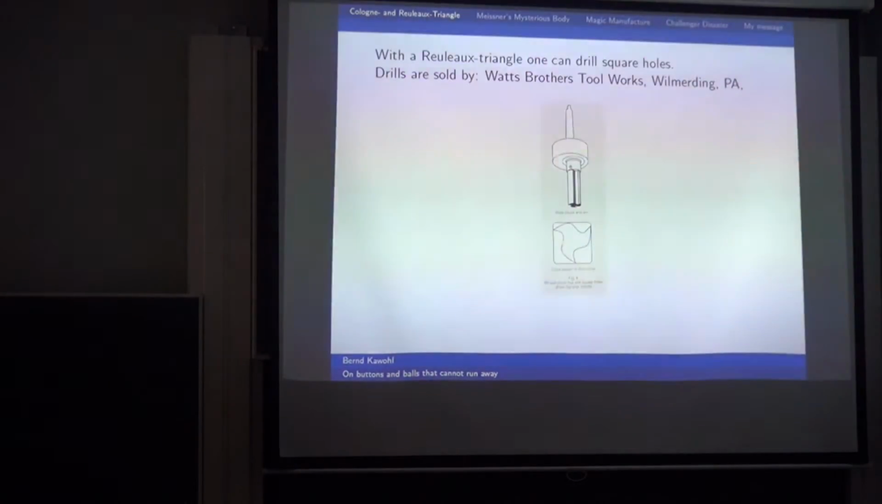Now, I said with a Reuleaux triangle one can drill square holes, and these drills are still being sold by a company that goes back to the Watts brothers, the inventors of the steam engine. And they are very expensive to buy. And let us see an animation to understand how they work.